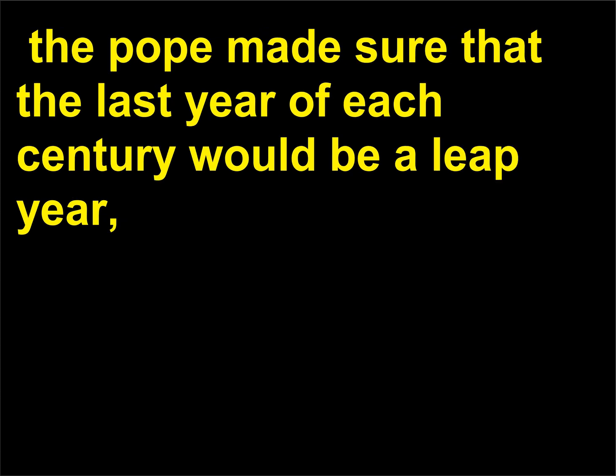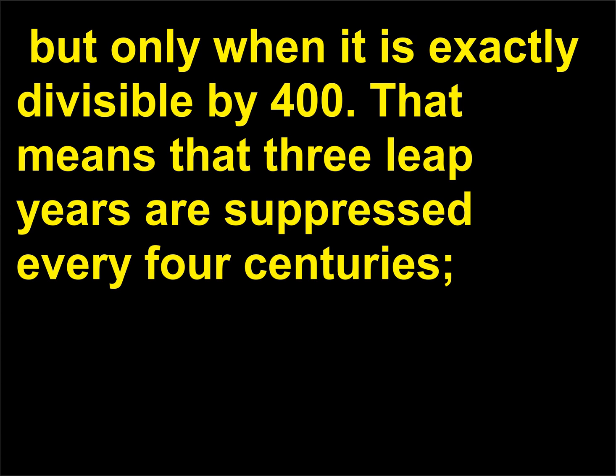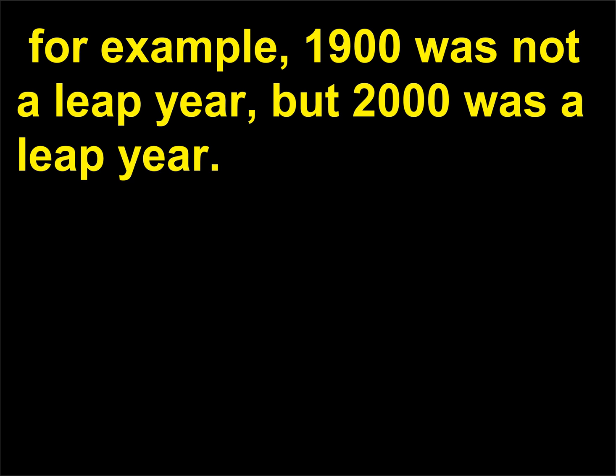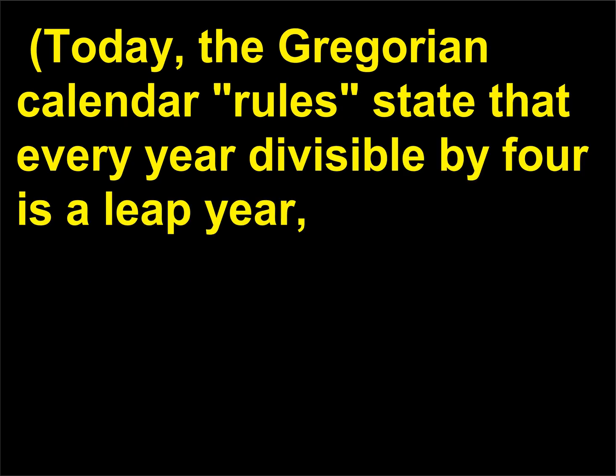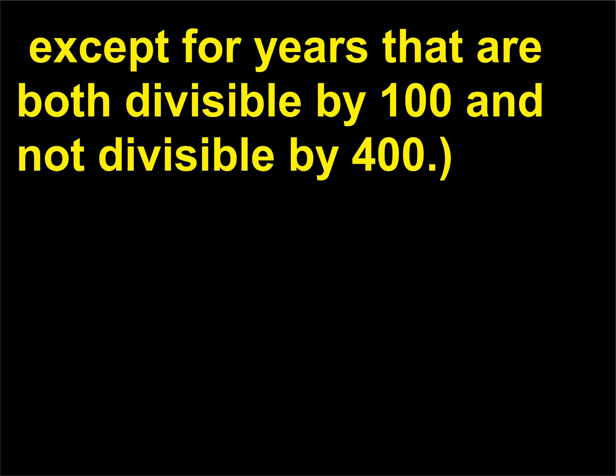The Pope made sure that the last year of each century would be a leap year, but only when it is exactly divisible by 400. That means that 3 leap years are suppressed every 4 centuries. For example, 1900 was not a leap year, but 2000 was a leap year. Today, the Gregorian calendar rules state that every year divisible by 4 is a leap year, except for years that are both divisible by 100 and not divisible by 400.